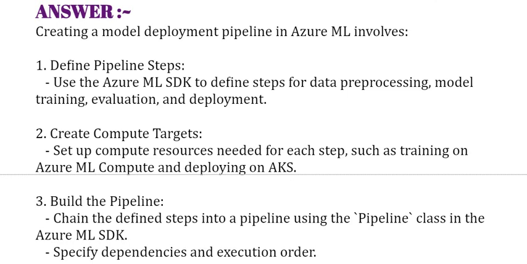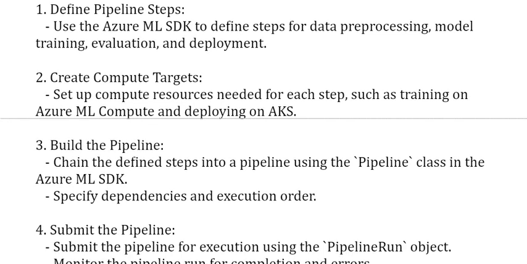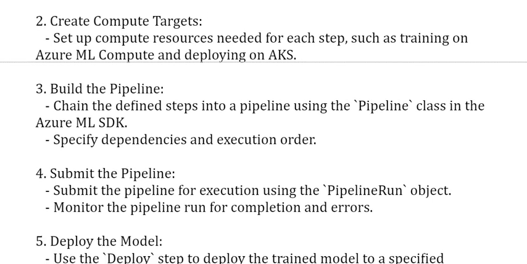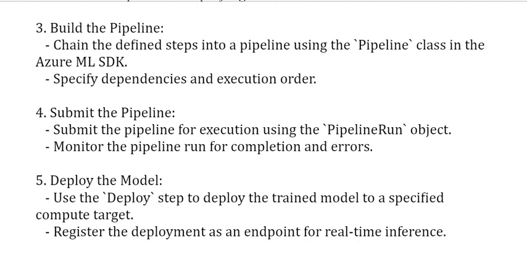Step 3. Build the pipeline. Chain the defined steps into the pipeline using the Pipeline class in the Azure ML SDK. Specify dependencies and execution order. Step 4. Submit the pipeline. Submit the pipeline for execution using the pipeline run object. Monitor the pipeline run for completion and errors.